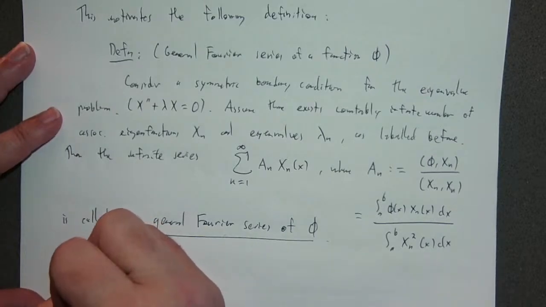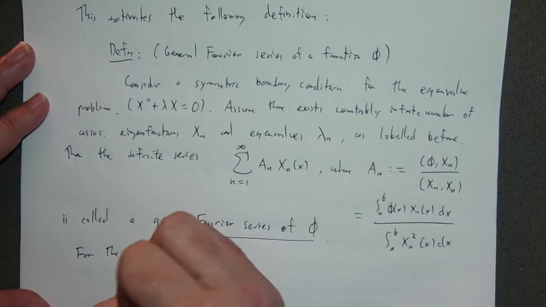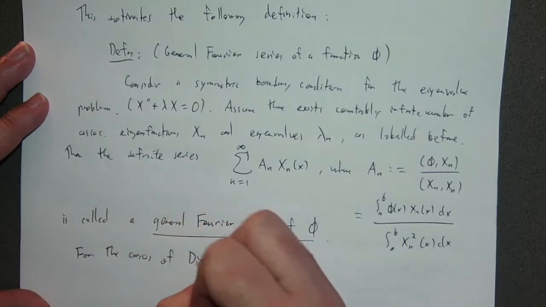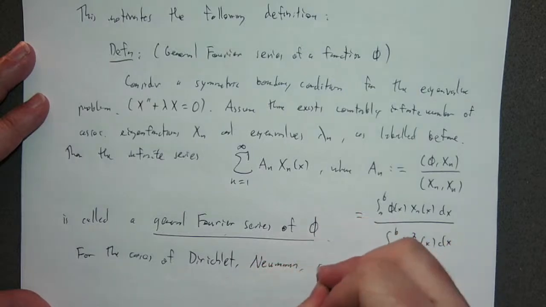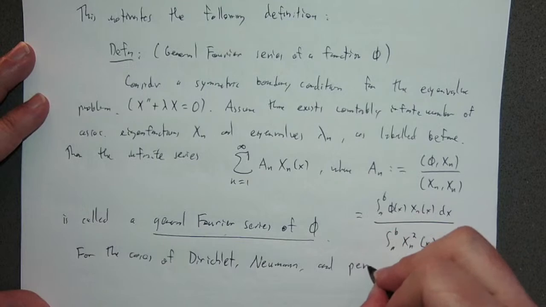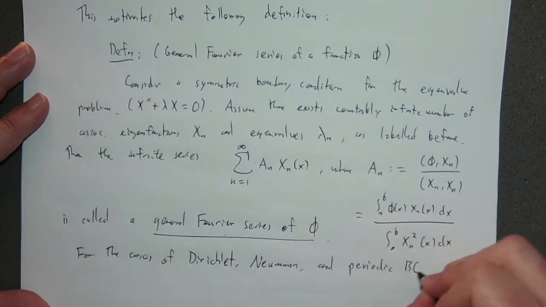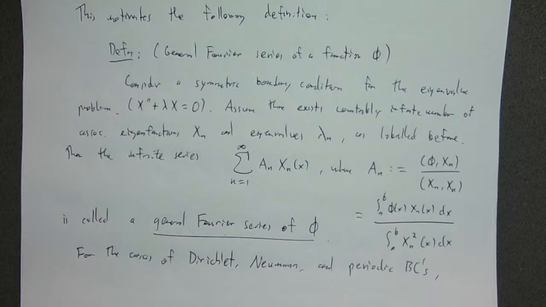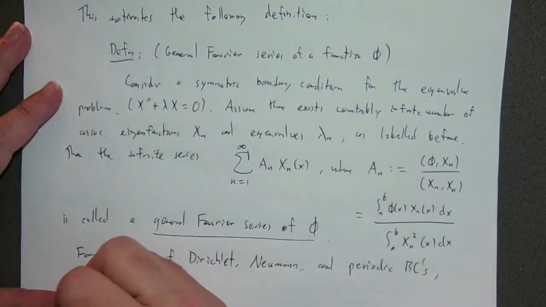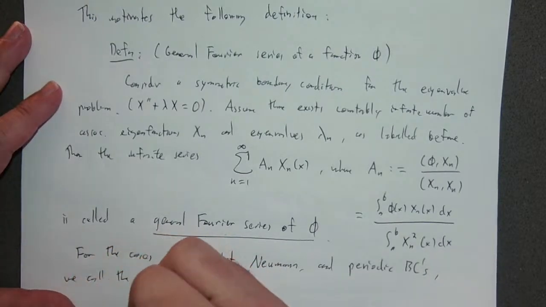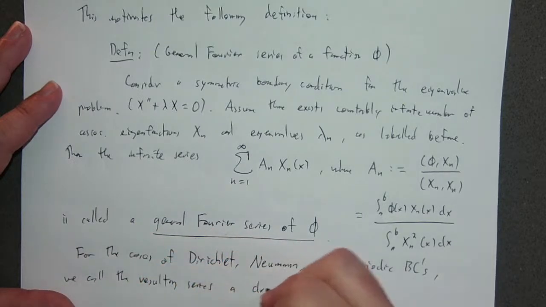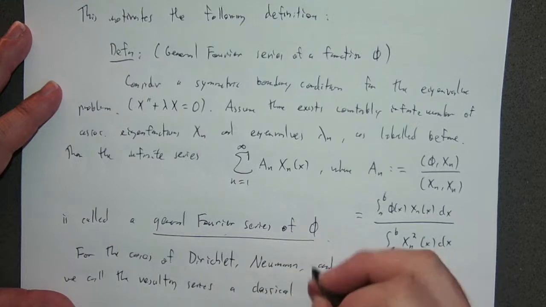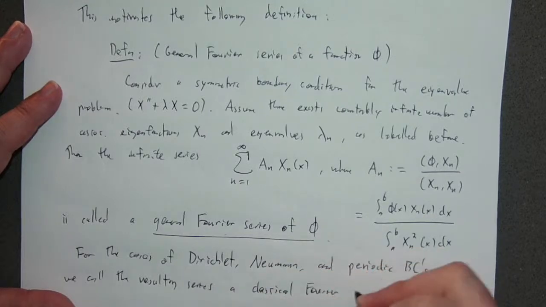For the cases of Dirichlet, Neumann, and periodic boundary conditions, we call the resulting series a classical Fourier series of phi.